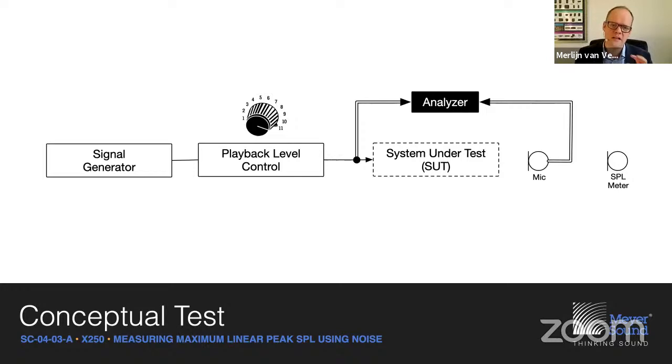So it's very important that that volume knob lives upstream and does not become a part of the system under test. And then you will also notice in this diagram that we have two microphones. Now, these don't have to be two microphones.